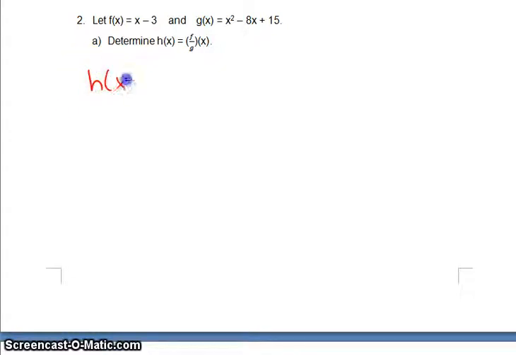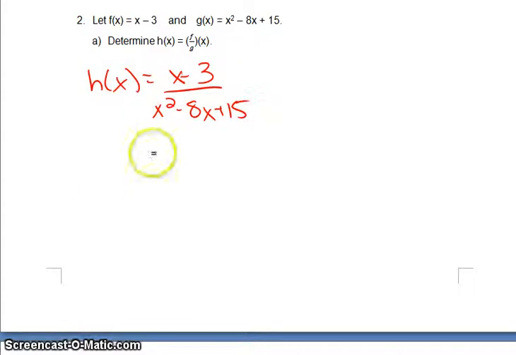So h of x is equal to our f of x function, which was x minus 3, over our g of x, which was x squared minus 8x plus 15. If you want, we could leave it as this, but if we're going to apply what we did last unit or chapter, let's simplify this. Let's see if we can cancel out any terms, or change this into a nicer looking function. First of all, let's start by factoring our denominator.